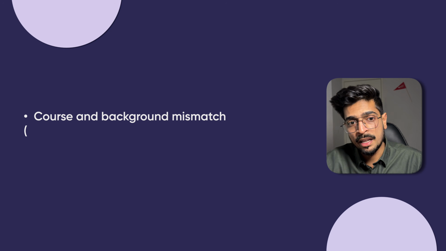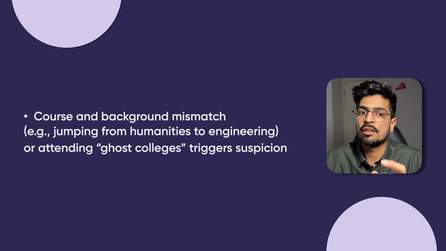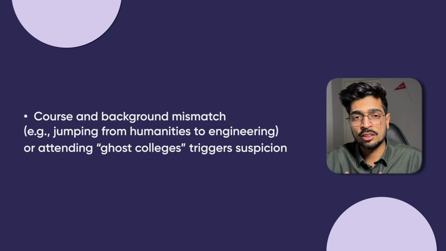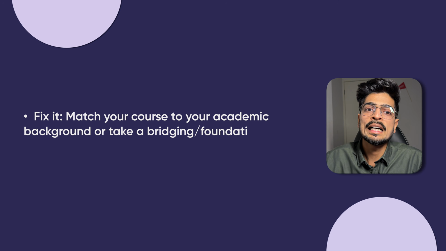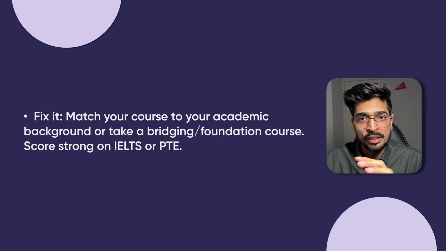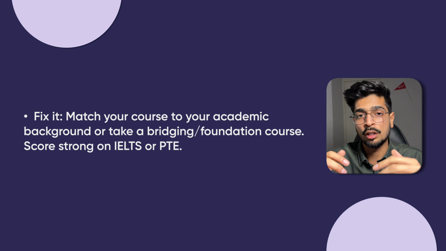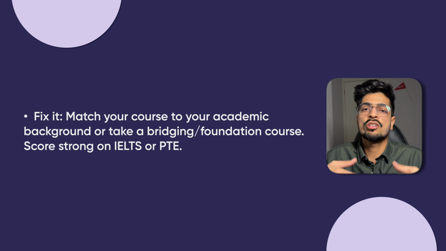Well, the next thing is course and background mismatch. Jumping from humanities to engineering suddenly shows that you're not actually focused on the study you initially wanted to do. Attending ghost colleges triggers suspicion, obviously. How you can fix it is try to match your course to your academic background, or take a bridging or foundational course in between to make a path, right? Rather than just jumping from one step to the second step without seeing what's in between. And scoring strong on IELTS or PTE is going to be helpful for you.